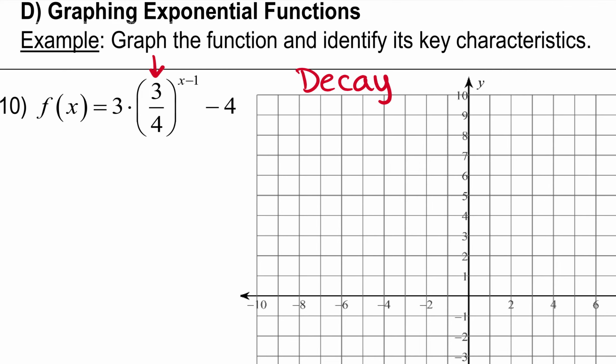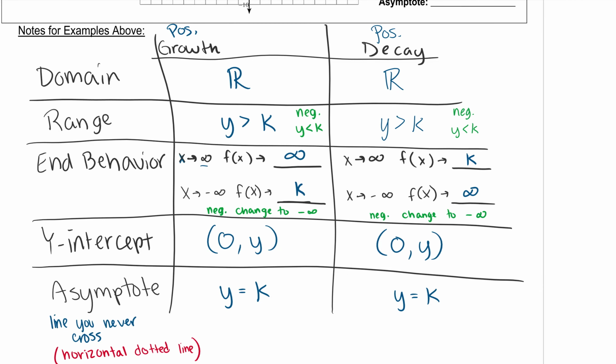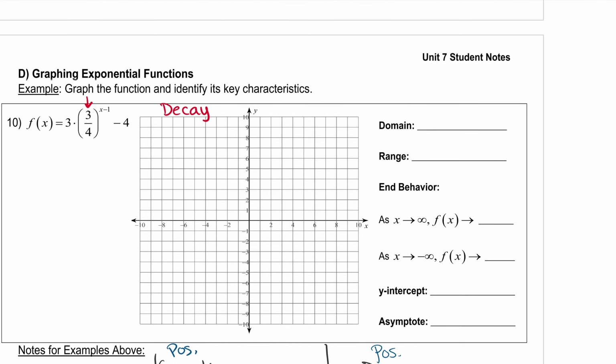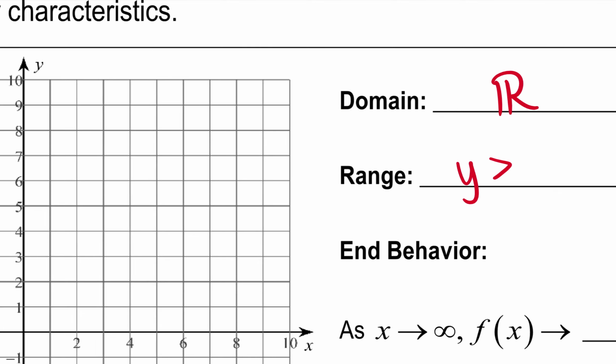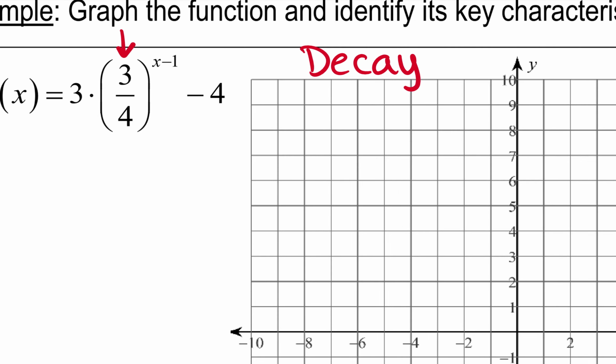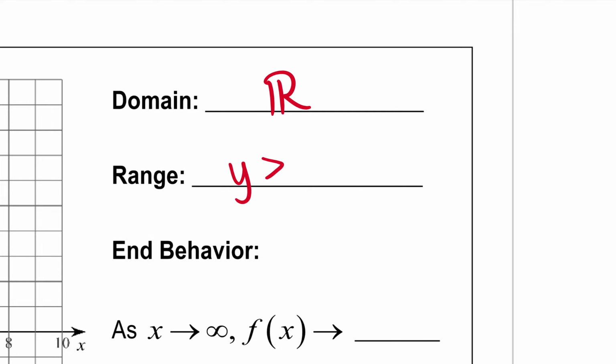Alright? So if I have decay, I'm going to follow this right side of my chart, and it's positive. So I just follow the right side and do all the blue stuff. Domain: all real numbers. That one's always true, always the same. Range: y is greater than k. In this case, k is -4. So y is greater than -4.